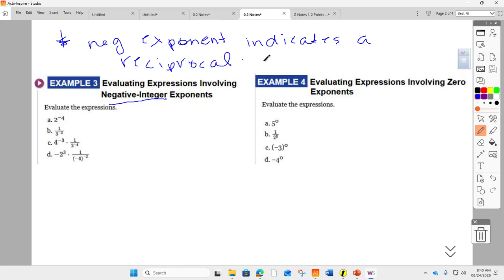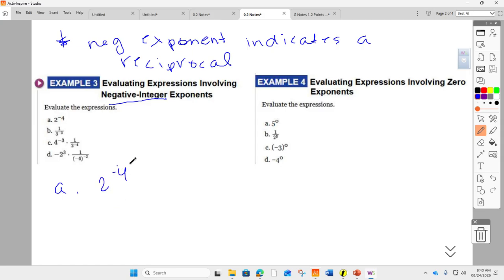Not a positive number. When I said negative there, make sure you know that it's a negative exponent. Negative numbers don't matter. We can't, and we don't just move them, obviously. All right, so for A, 2 to the negative 4th power.